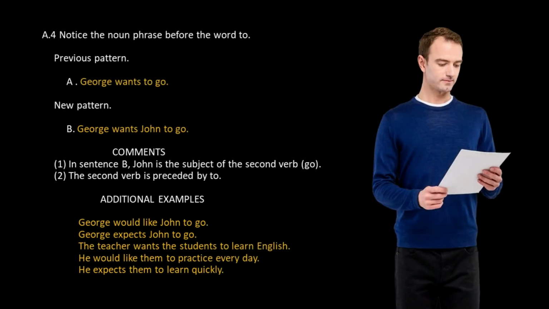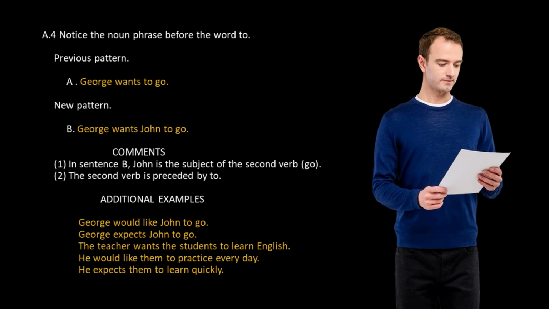Notice the noun phrase before the word to. Previous pattern. A. George wants to go. New pattern. B. George wants John to go. In sentence B, John is the subject of the second verb, go. The second verb is preceded by to.